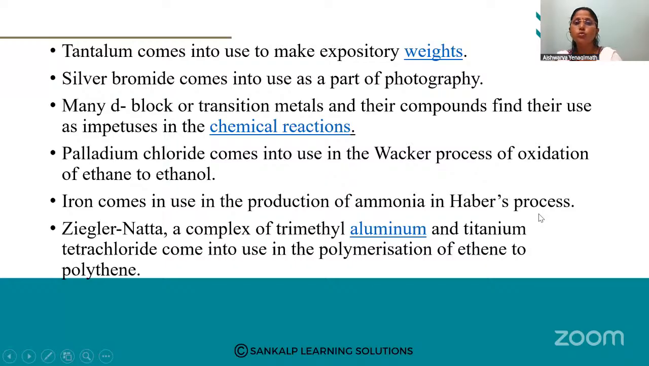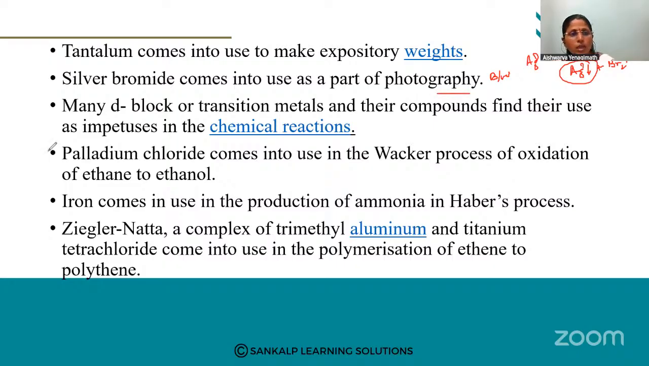Silver compounds are used in photography. This you have studied in basics, even in 10th you learned it. Silver bromide, AgBr, is part of photography. Which photography? It is used in black and white photography. How? See, AgBr, when it is exposed to sunlight, dissociates to give Ag and bromine is given out. Because of this, a blackish or grayish layer is developed. So there you use it in black and white photography.